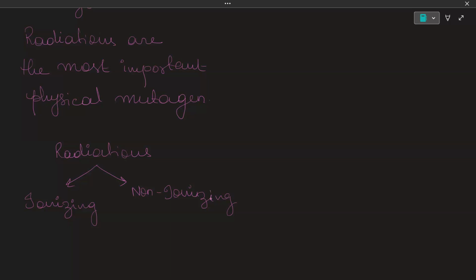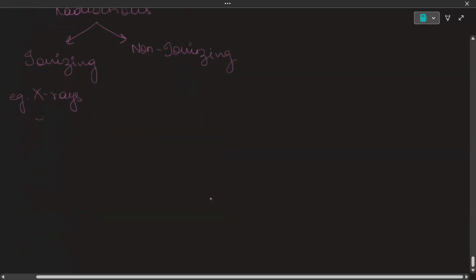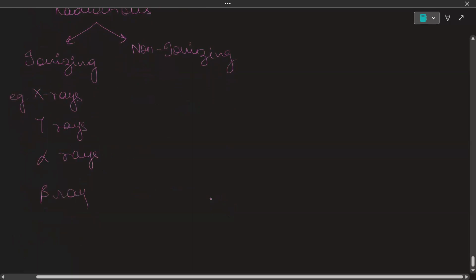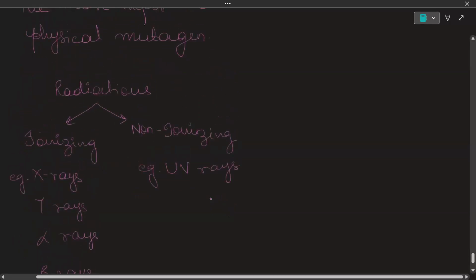Now talking about the ionizing radiation, the examples are X-rays, gamma rays, alpha rays, beta rays. And talking about the non-ionizing, the example is UV. Okay. So these are the examples for the physical mutagens.